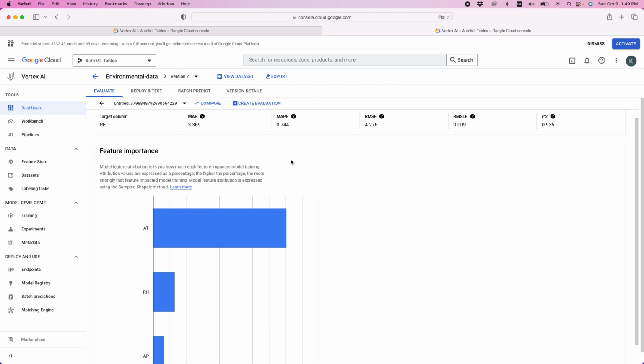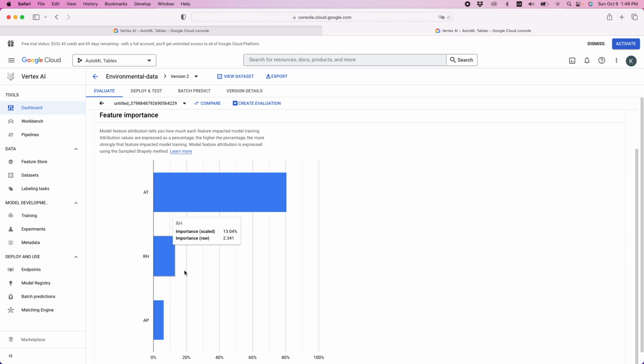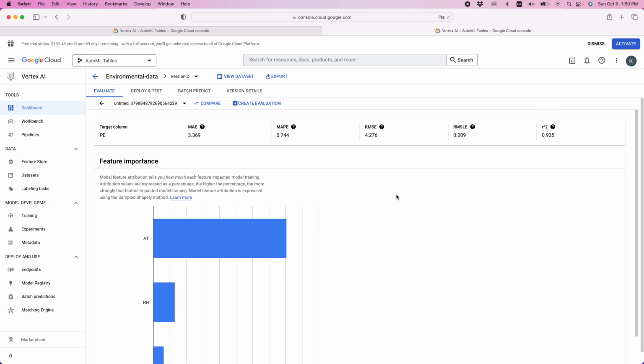The second model includes only three features. As I mentioned, we excluded vacuum exhaust in this model. Our hypothesis was that vacuum exhaust is not an ambient parameter, and it would be less important in predicting our output energy, our target column PE.